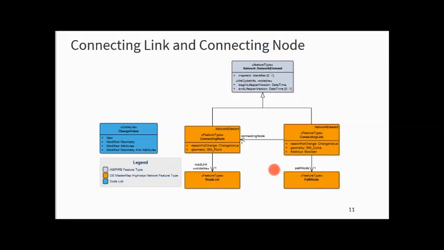Also, for the connecting node feature, we have, again, the geometry attribute, which is the location of the node, which indicates where the path network connects to the road network. We also have the road link attribute in the connecting node. The road link attribute is basically a voidable attribute. However, again, it's a reference to the road link which the connecting node has been snapped to.